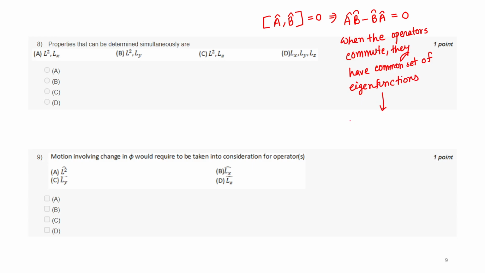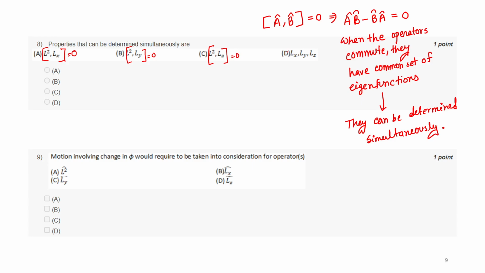Hence, they can be determined simultaneously. Here you will see that this commutator is 0, this is 0, this is 0. They don't commute. Actually, your A, B and C, all three should be the correct answer.